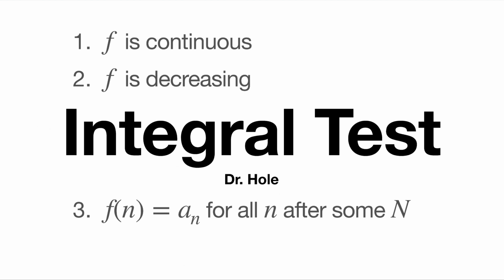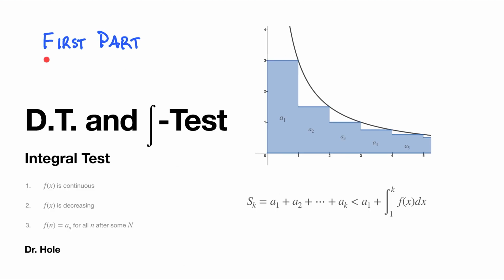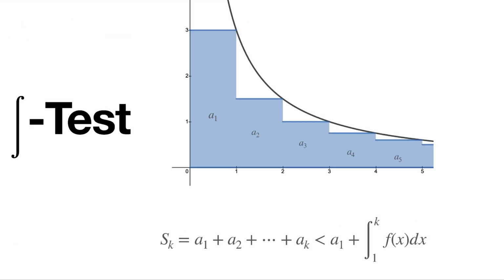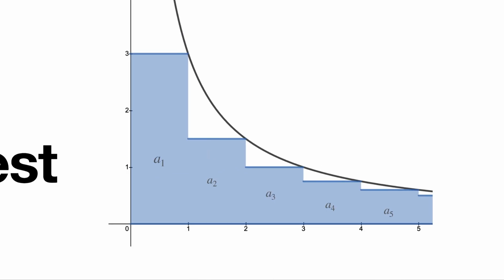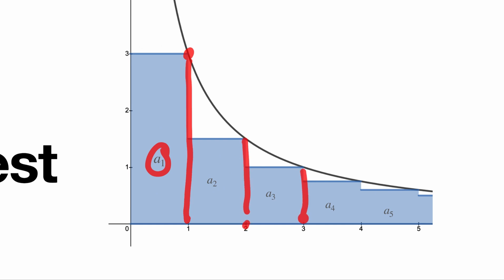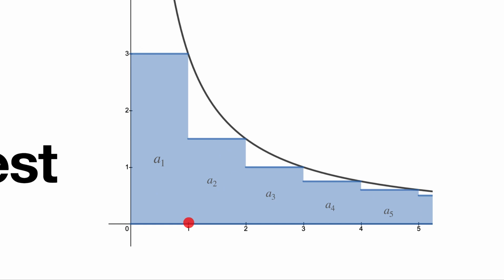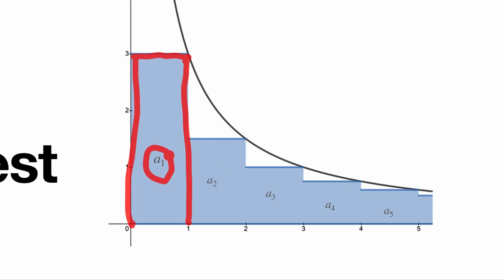Good. Let's get going. There will be 2 different parts to the statement. On the first part, let's take a look at the picture. Remember that the function is continuous, so the graph is nice. It's decreasing, so it continues to go down. And the sequence and the function agree at integer values. So because they agree, we can take the height of this rectangle and multiply it by 1 to get an area, and then that area will exactly equal a1.